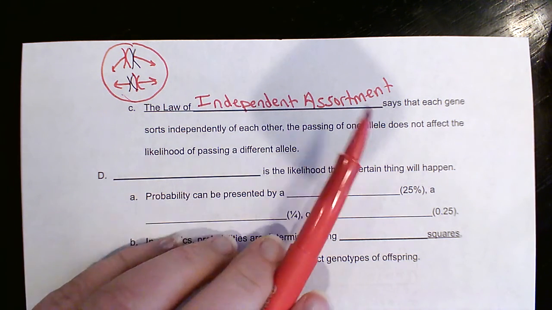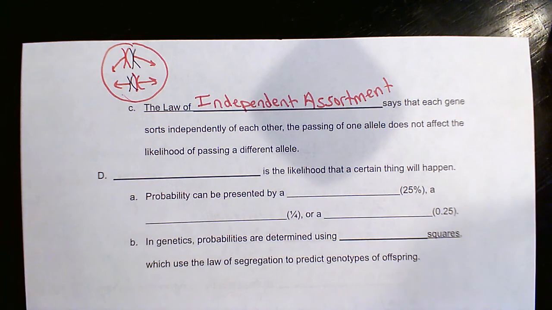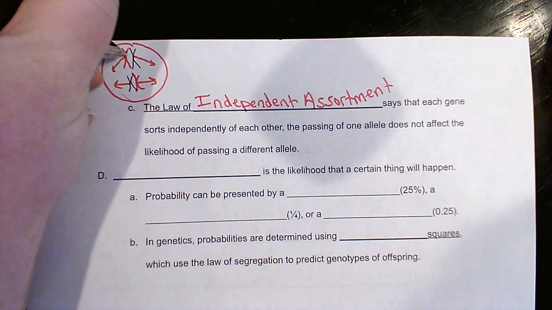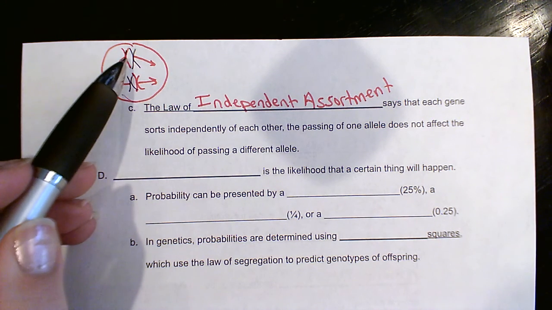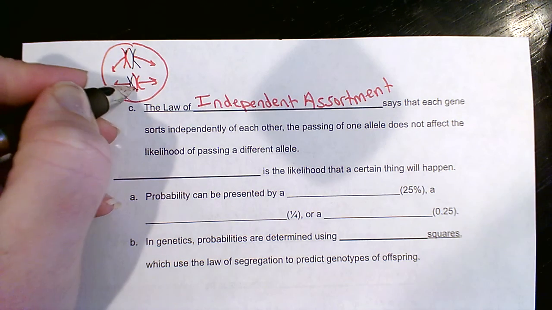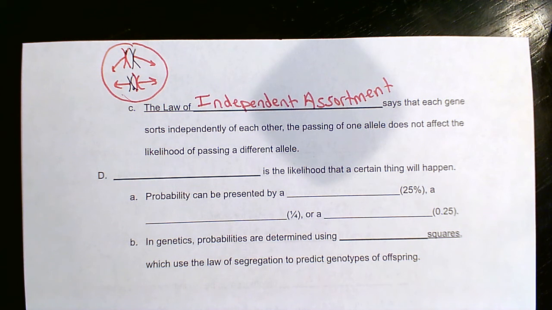Okay, so the passing of one allele, maybe there's an allele here that I'm studying, what happens to this allele does not affect what happens to some allele on some different chromosome. Okay, they're independent of each other. They each have their own separate probability. We're going to save the old Punnett square conversation for a later video.